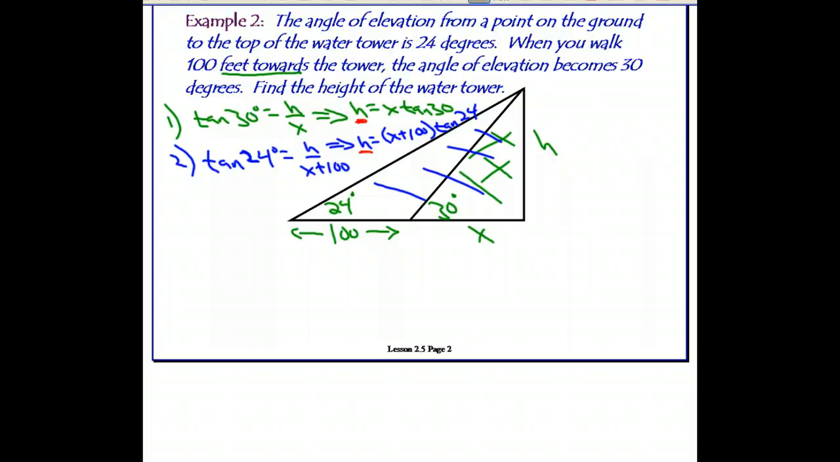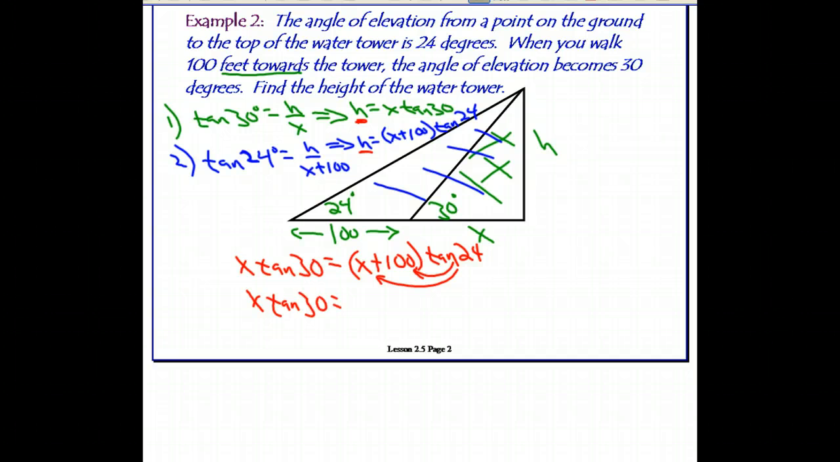I'm not going to tell you what it is that you're memorizing, but you might look and see what you could memorize. So I've got x times the tangent of 30 equals x plus 100 times the tangent of 24. Our goal is to solve for x. Don't forget on this side, let's distribute. So x tangent of 30 equals x tangent of 24 plus 100 tangent of 24. That part stays right over there.